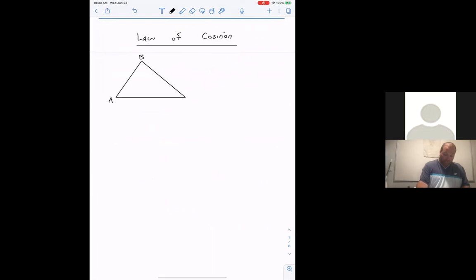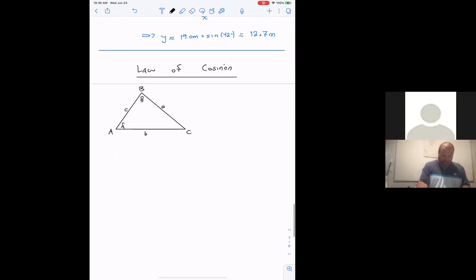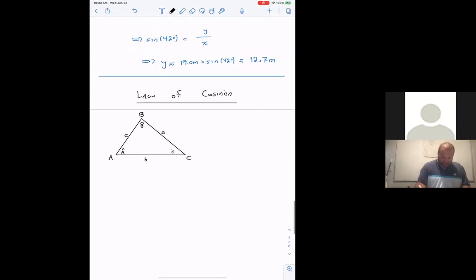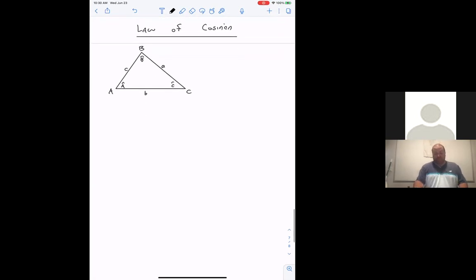A, B, C, side A, side B, side C, angle A hat, angle B hat, angle C hat. So the law of cosines, it's also in your formula book, is an extension of the Pythagorean theorem. The Pythagorean theorem would say that c squared is equal to a squared plus b squared.